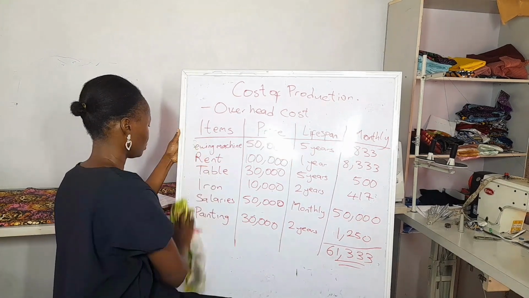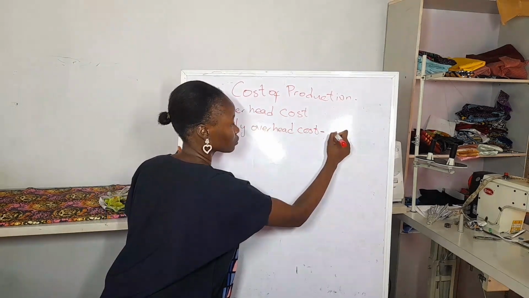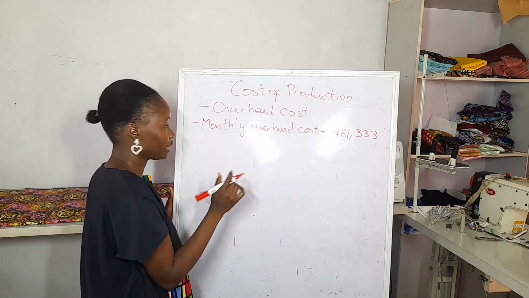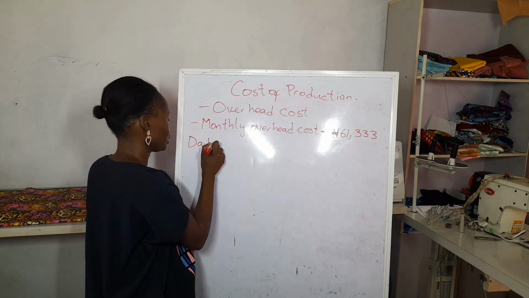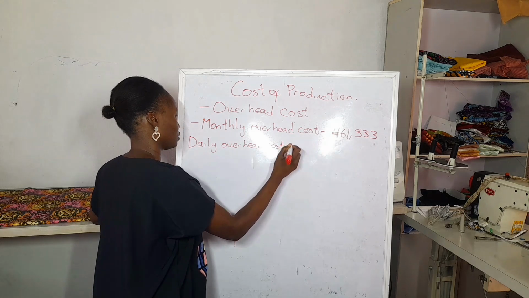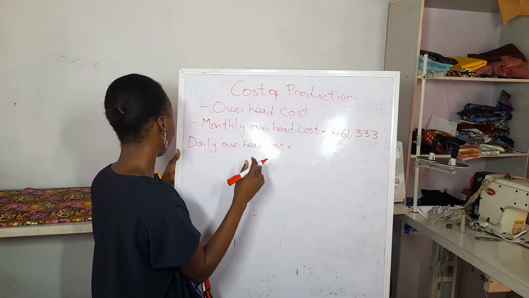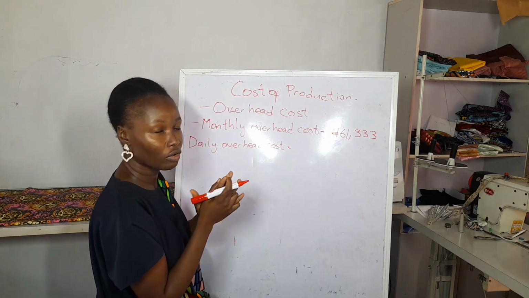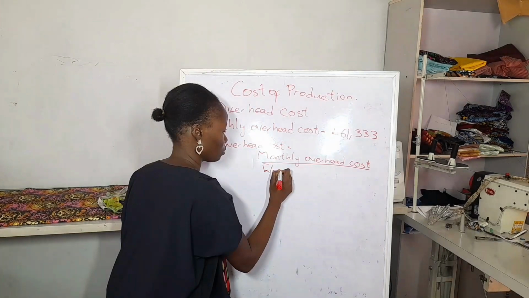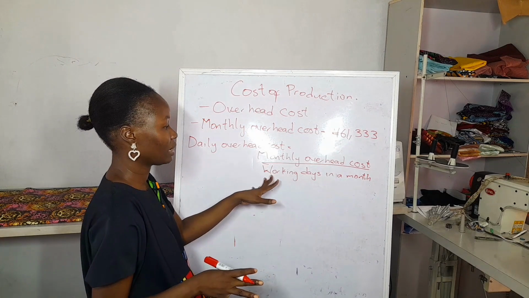I'll clean it up. Now I have to calculate my daily overhead cost, and the formula for that is my monthly overhead cost divided by the number of my working days. So my daily overhead cost is the monthly overhead cost divided by working days in a month.